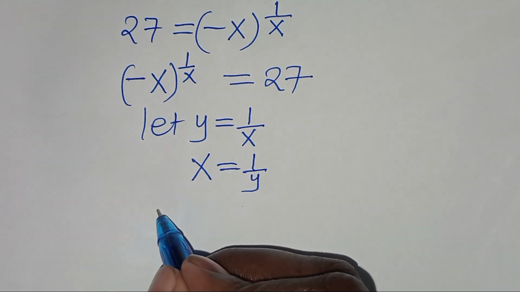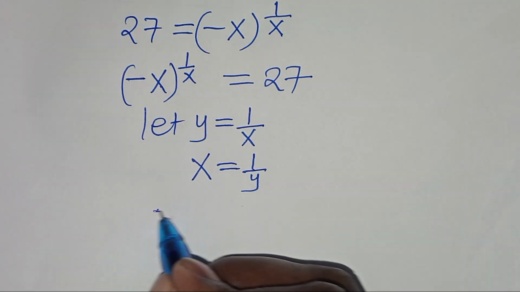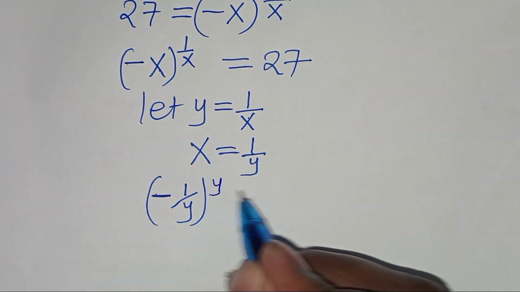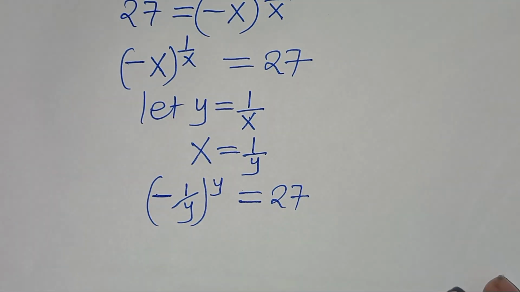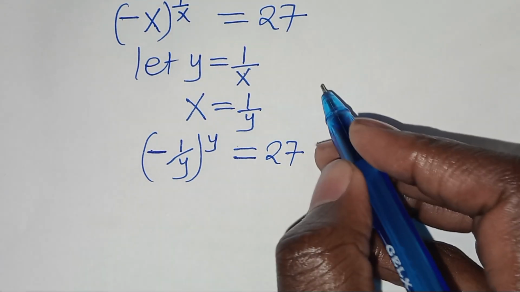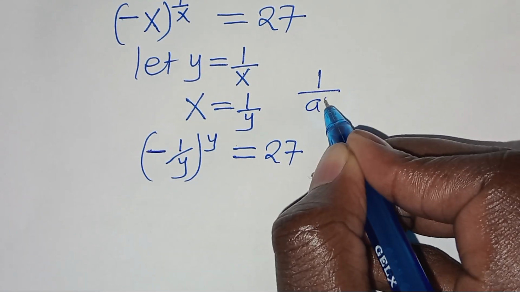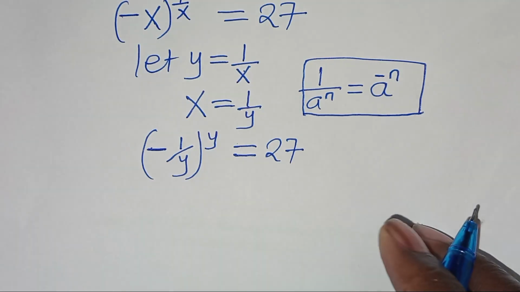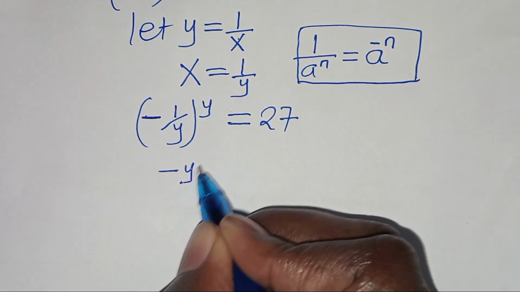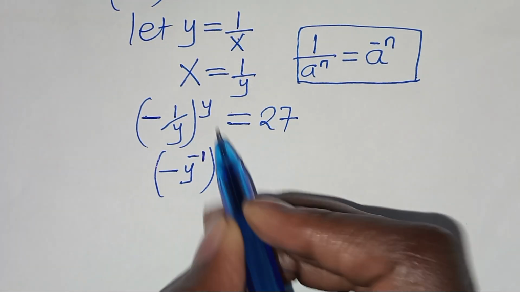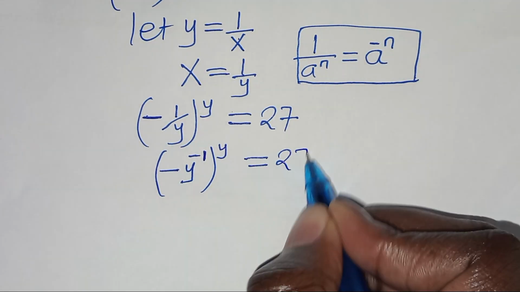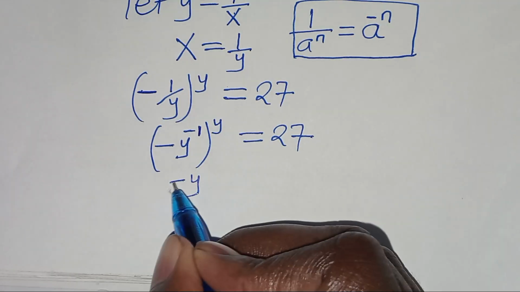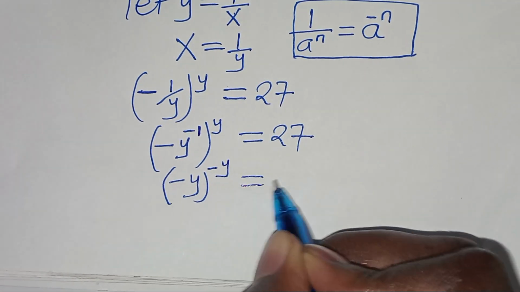Substituting this, here we'll have minus x. Remember, x is 1 over y, so this is the same thing as minus 1 over y raised to power 1 over x, which is the same thing as y. So this is equal to 27. So minus 1 over y, this is in the form of 1 over a to power n, which we can express as a to power minus n. So let's apply this property, so that here we have minus y raised to power minus 1, raised to power y, equal to 27. So this implies that minus 1 times y becomes minus y raised to power minus y, equal to 27.